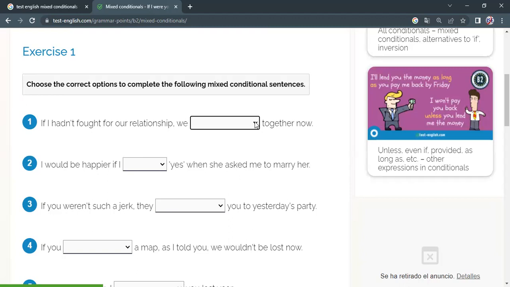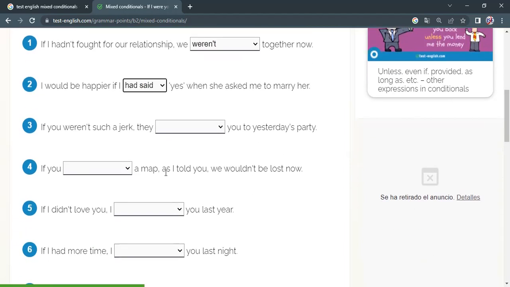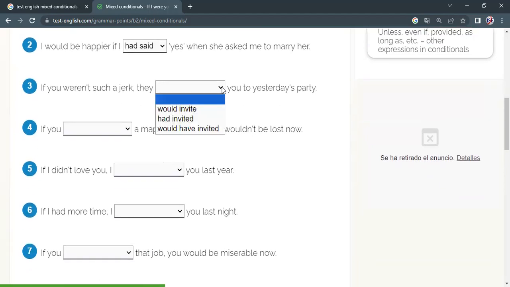Number one. If I hadn't fought for a relationship, we wouldn't be together now. The first one is third conditional, the second one, we weren't together. I would be happier if I had said yes when she asked me to marry her. If you weren't such a jerk, they would have invited you to yesterday's party.